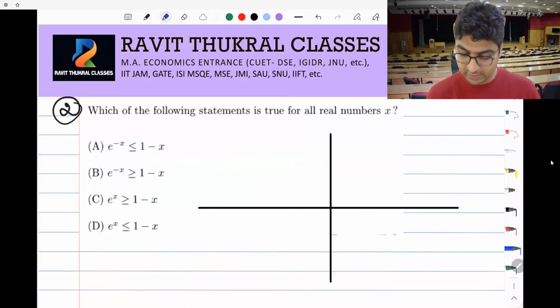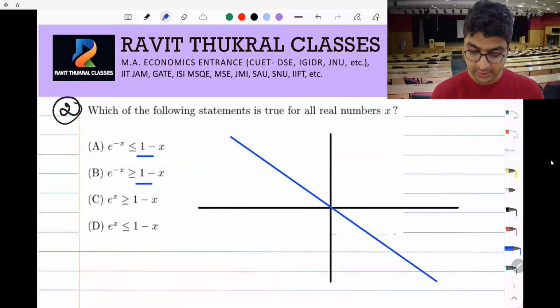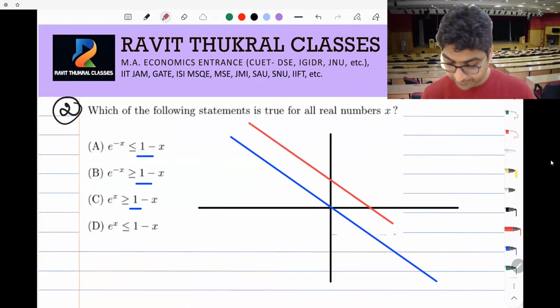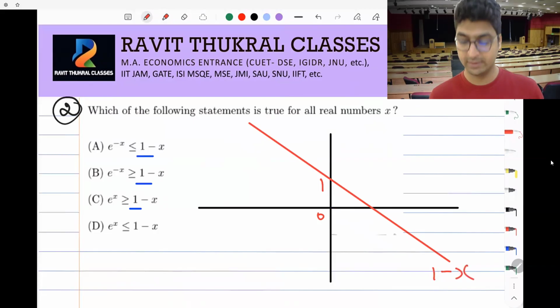So this is how minus x, where y equals minus x. And then you need to add 1, which brings the function one step up. So it will look like this. Okay, so it will pass through 1. So this is y equals 1 minus x.